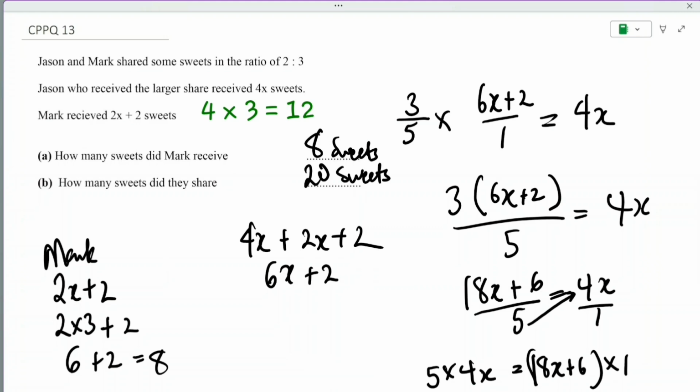Hope you understand. Using the second method is just to show you that in math, sometimes there is more than one way of solving a question. And in this case, it's best you understand both methods and apply whichever you're more comfortable with or which is more acceptable in the exam.